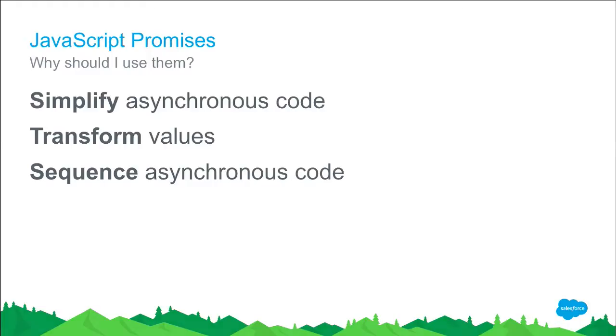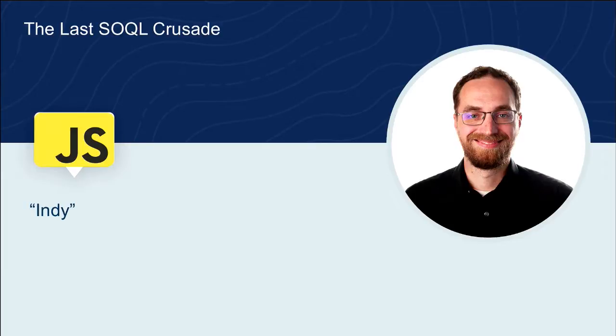On to our next adventure, the last Sokol Crusade. So Indy's avoided the Pyramid of Doom and callback hell, and he's feeling pretty good about himself. But now he's got all these external calls, and it's time to get some data from Salesforce. And he's a front-end web developer. He's like, well, what do I do? How am I going to get this data?